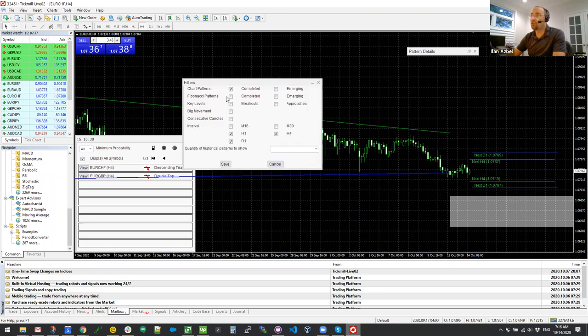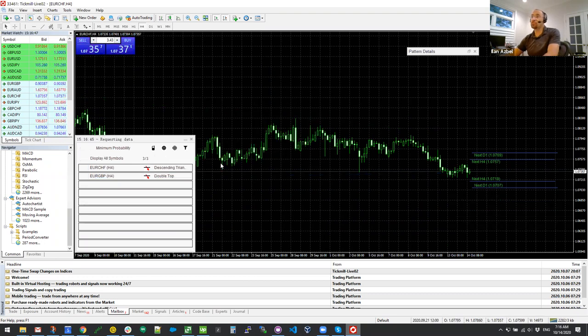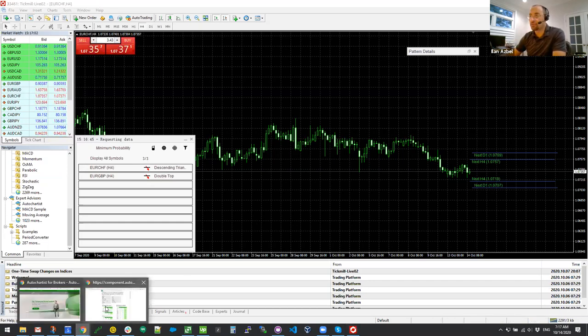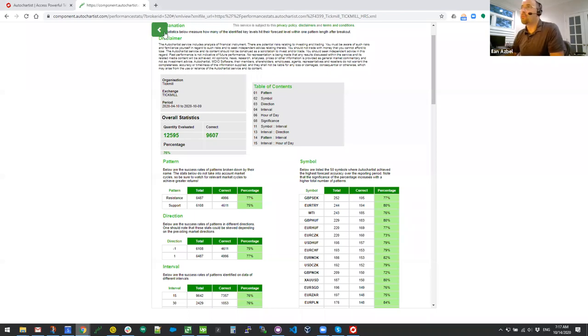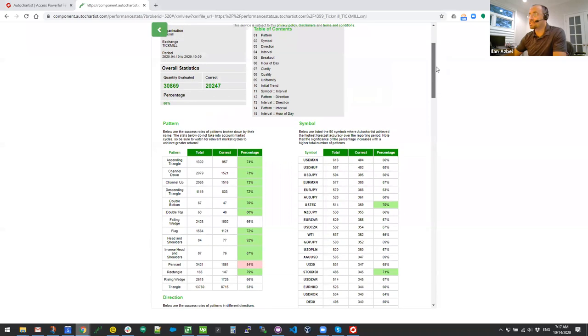If you want to remove all noise, then you can just remove the chart patterns and just look at the key level approaches and the breakouts, if that's really what you want to do. But again, I like to have the chart patterns there just in case I do see something with a horizontal component to it. Right. So going back into the statistics for just a moment, I want to also show you one or two other little hints and tips that I have.